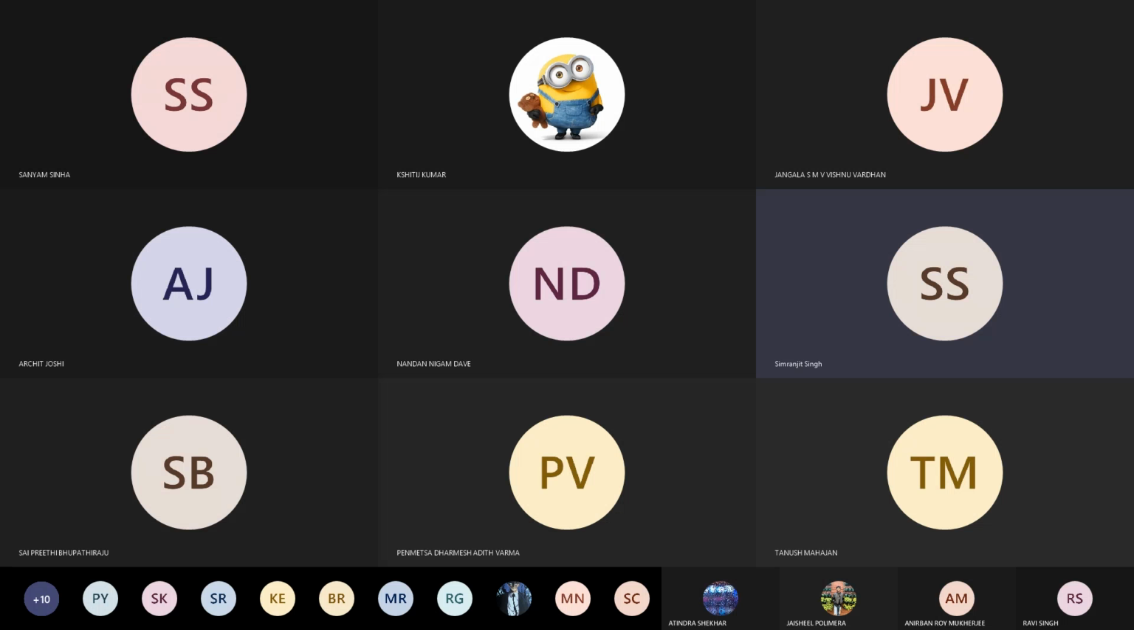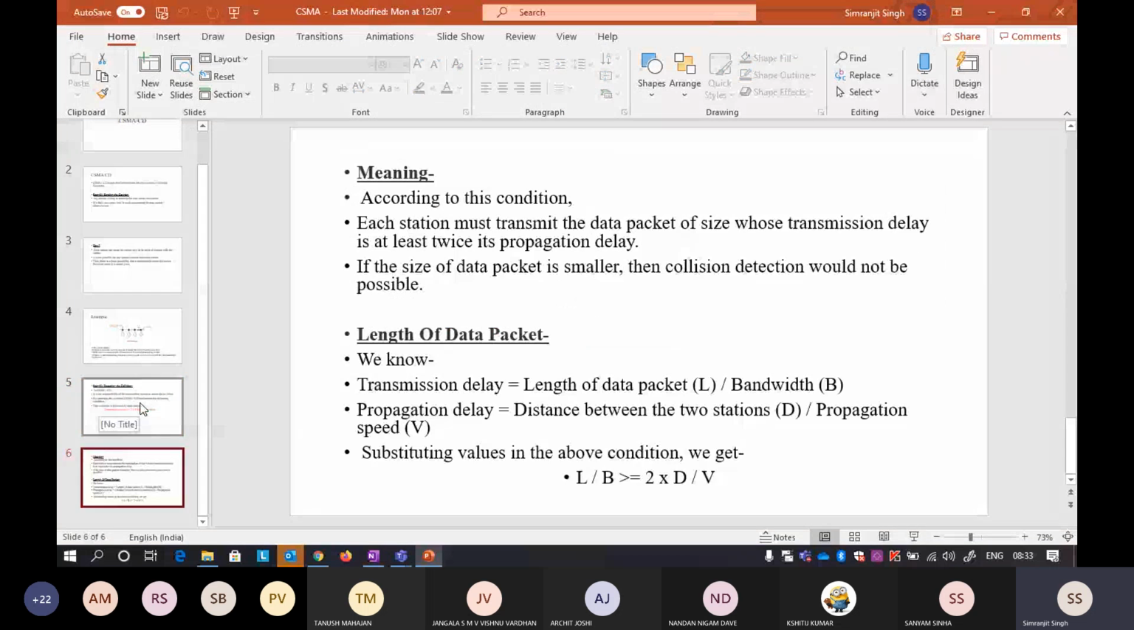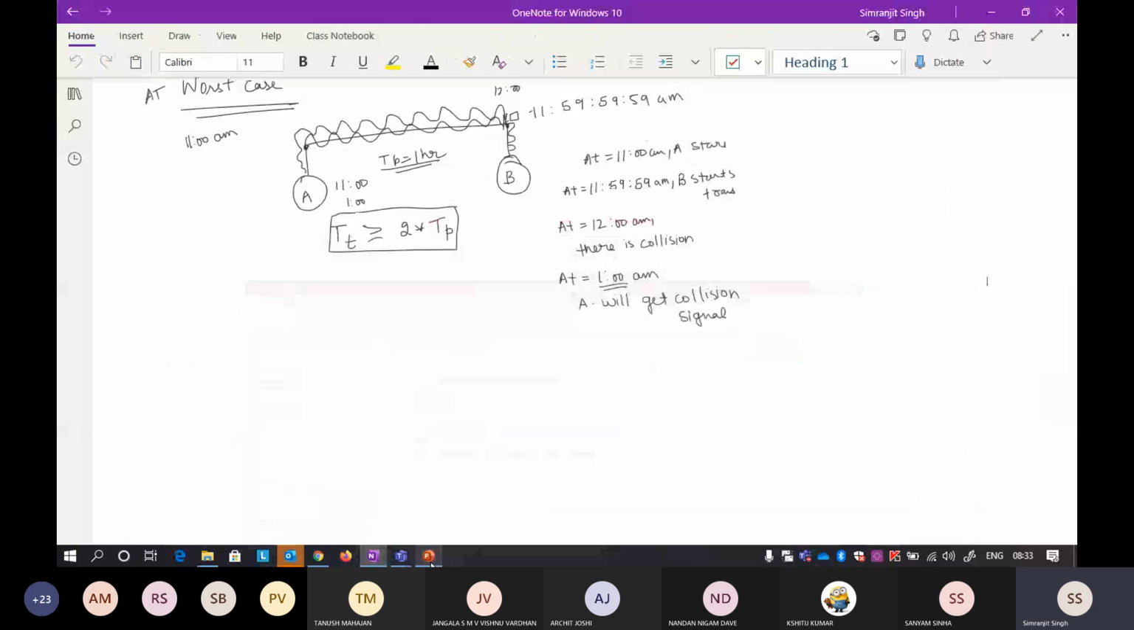I have taken the example on the PPT. It is not there right now, but the example was: what should be the length of the packet such that it can be used in a CSMA/CD network? If you remember, you can watch the previous lecture. I had taken an example where TP was 1 millisecond and bandwidth was 1 Mbps, and I asked what will be the minimum data packet size when you are transmitting in CSMA/CD.